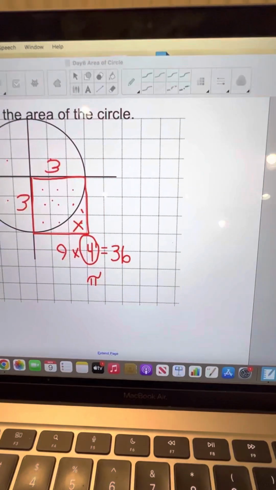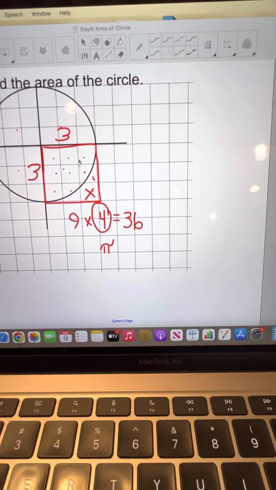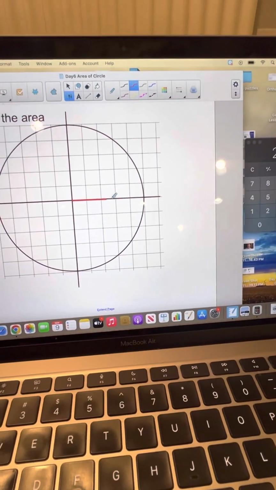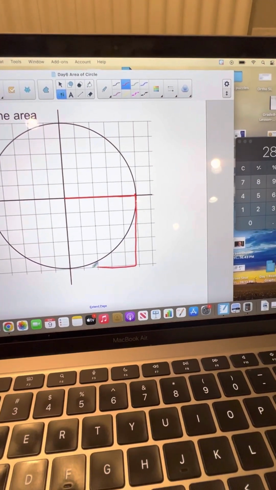So actually the answer to this question is 3 times 3 times 3.14. My answer is 28.26 square units. And we looked at this circle too. Again, we're just focusing on this piece right here.